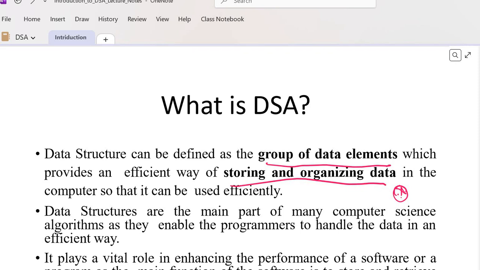Data structures are the main part of many computer science algorithms, as they enable programmers to handle data in an efficient way. They also play a vital role in enhancing the performance of software, since a main function of software is to store and retrieve data.